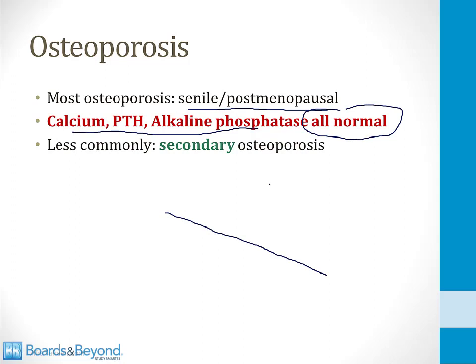Less commonly, you will see osteoporosis that is secondary to either a medication or a clinical problem that the patient has that leads to accelerated bone loss. So it's not just aging or menopause, but there is some other feature of the patient that leads to osteoporosis. So let's talk about those causes now.